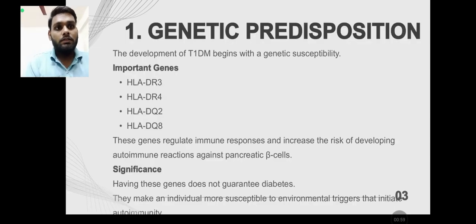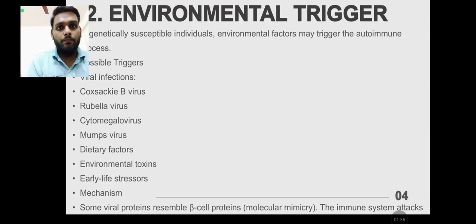First is the genetic predisposition. The development of type 1 diabetes mellitus begins with genetic susceptibility. Important genes are HLA DR3, HLA DR4, HLA DQ2 and DQ8. These genes regulate the immune response and increase the risk of developing an autoimmune reaction against the pancreatic beta cells. Significance: having these genes does not guarantee diabetes. They make the individual more susceptible to environmental triggers of the initial autoimmunity.